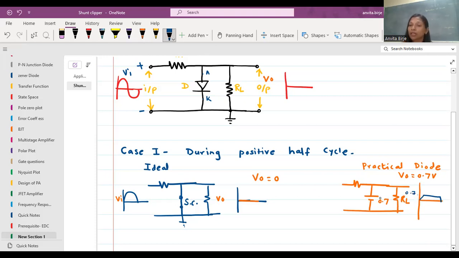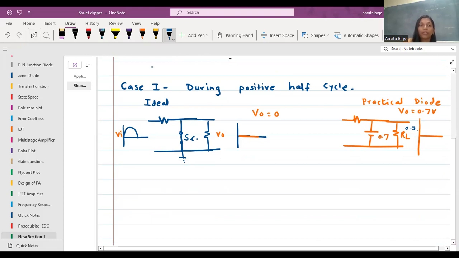Till then, the diode is in the off state, because to turn on the diode, or to make the diode conduct, the minimum voltage should be 0.7. Till that point, the diode acts as an open circuit. So whatever input you are giving, you will get at the output. So you will get this curve, and when the diode is in forward bias, it will give the constant voltage of 0.7. Now we'll see case 2, that is the negative half cycle.